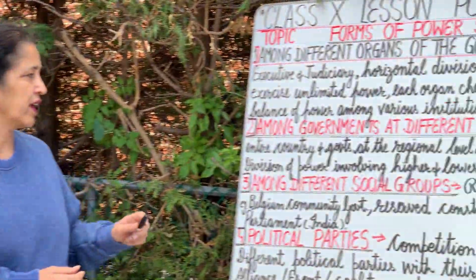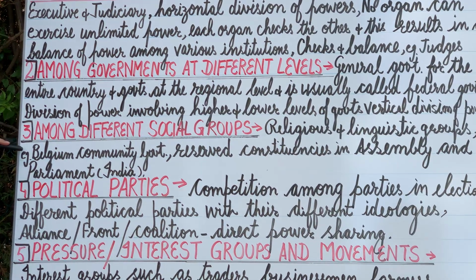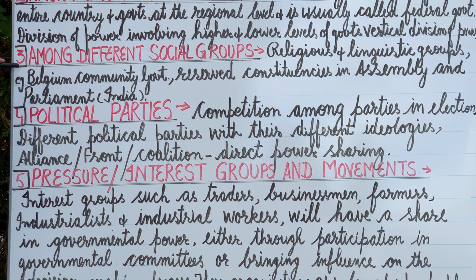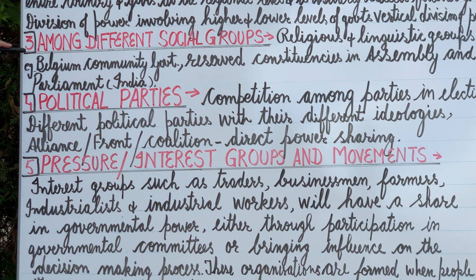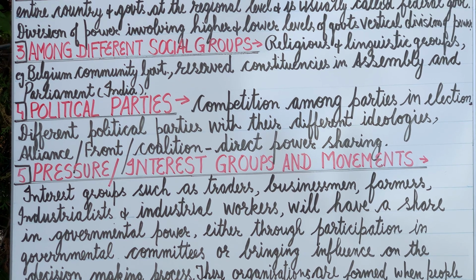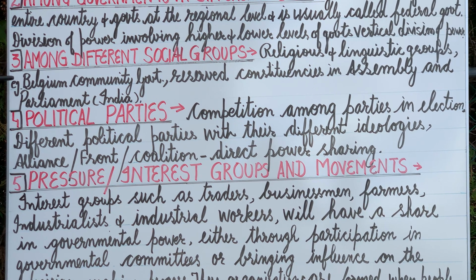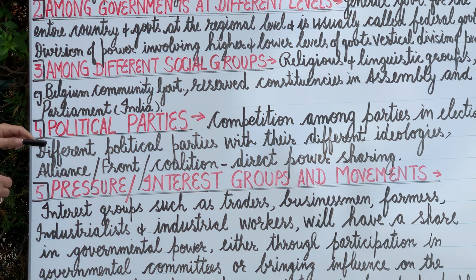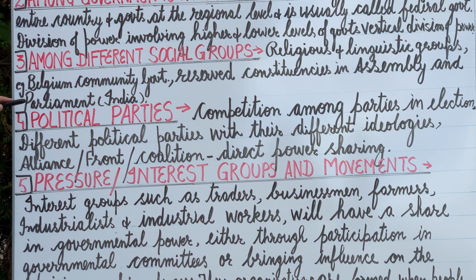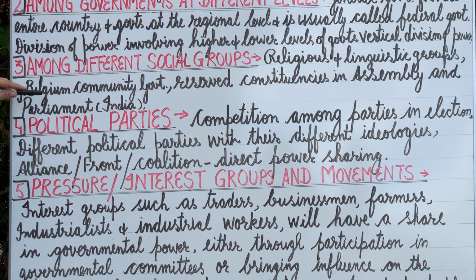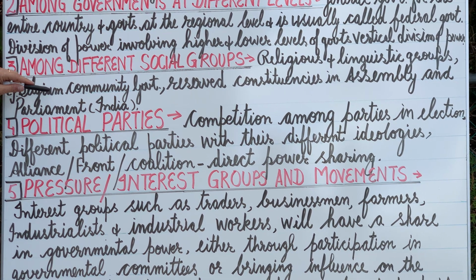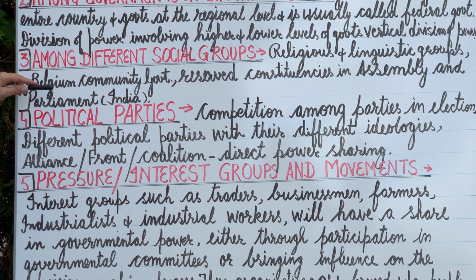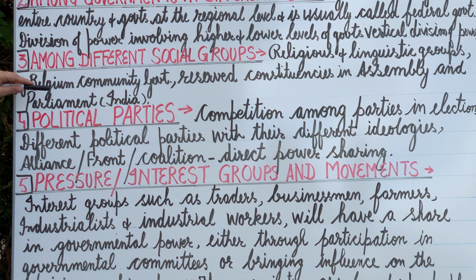The next form of power sharing is among different social groups. These social groups also form public opinion, and their view in a democratic country is respected. They are based on religion, that is religious groups, as well as on language, known as linguistic groups. For example, in Belgium there is a community government, meaning other than the central and the state government, we have a community government, and people from different communities, French, German and Dutch, can protect their culture and promote their own language.